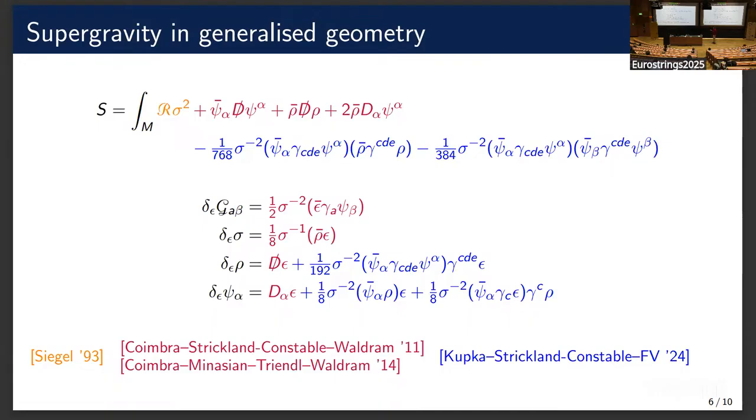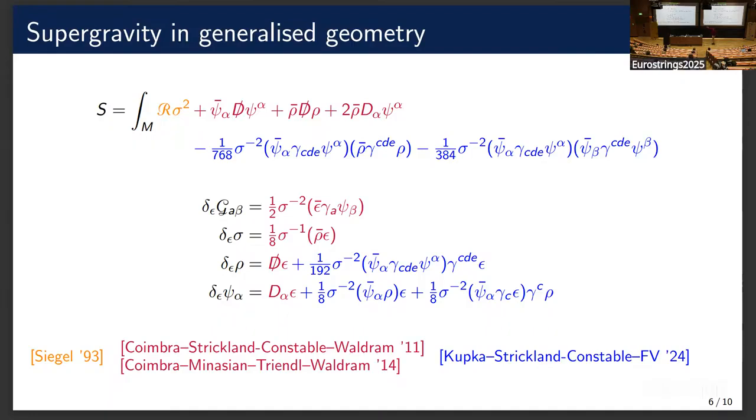Okay, now with all that, I can just tell you that this is the result. This is the action written in those variables. So the orange part goes back at least to the work of Siegel. Anyway, let's say Siegel in '93. So this is the entire bosonic part of type 1 supergravity.